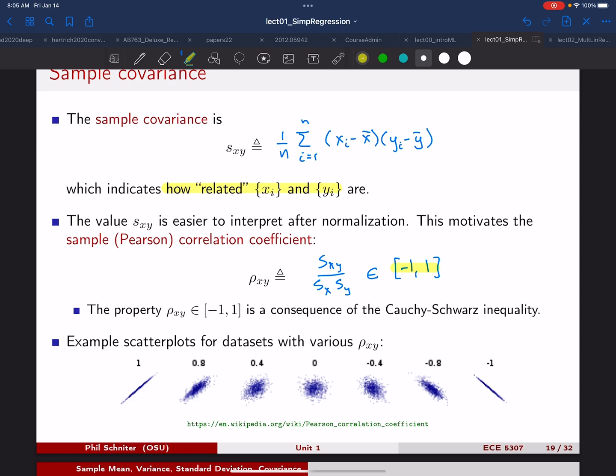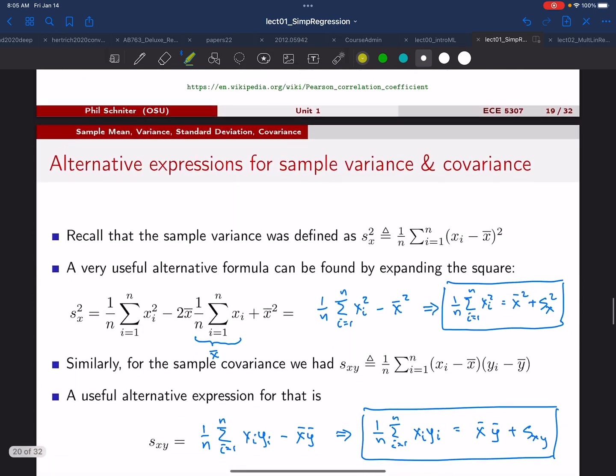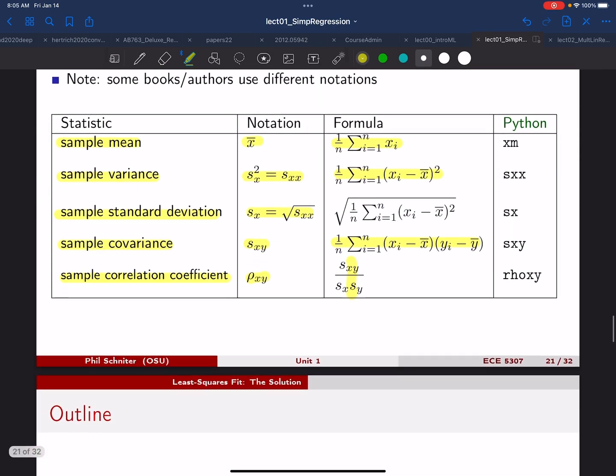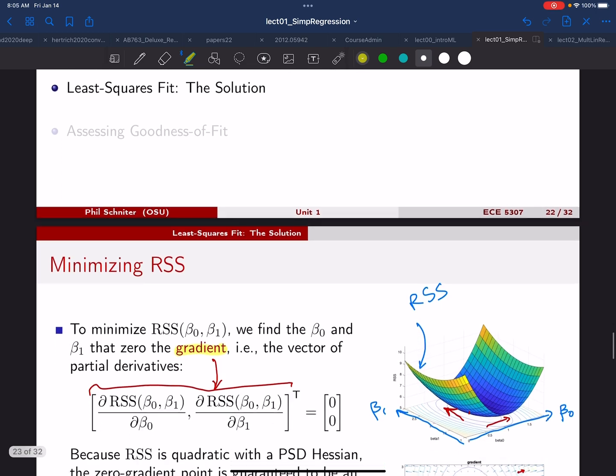And now there's a lot of interpretation. When the value is 1, then x and y lie perfectly on a line that has a positive slope. When it equals -1, they lie on a line that has a negative slope. And values in between mean that they're not on a line, they're more of a cloud shape. And the closer you get to 0, the fatter that cloud is. Okay, so that's just to kind of review where we were at the end of the last lecture.